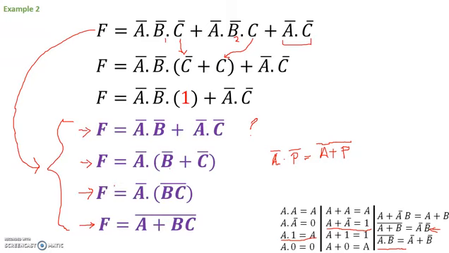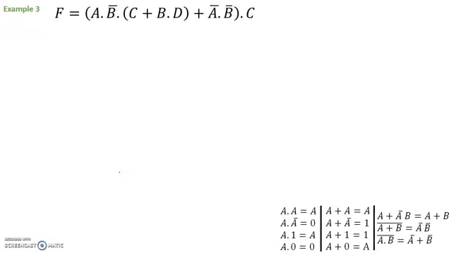Okay, let's do one more exercise. In the final example, we'll take a look at the following Boolean expression. It looks just a little more complicated than the one we started with, but it's not. So here you go. F is equal to A ANDed with not B, ANDed with, in parentheses, we have C or BD, or not A, not B, and this whole thing is being ANDed with C. So let's take a look.